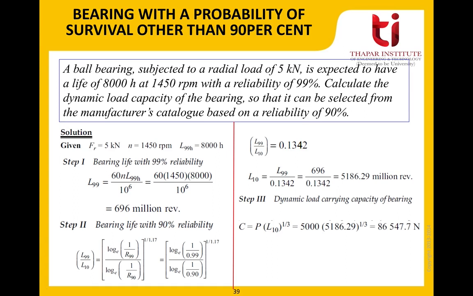In step 3, we'll evaluate the dynamic load carrying capacity of the bearing from the standard formula, and we'll get it as 86,547.7 Newton. So this completes this numerical. This is what was asked in the numerical. So this completes your topic on the design of rolling element bearings.